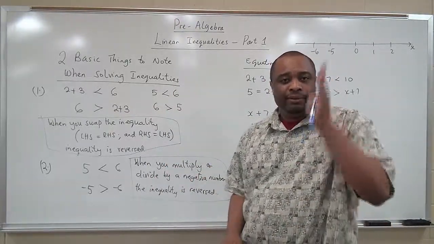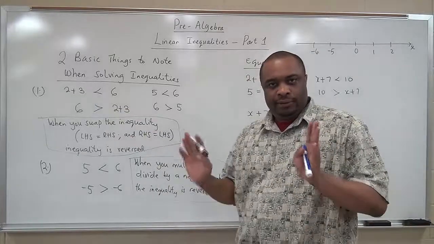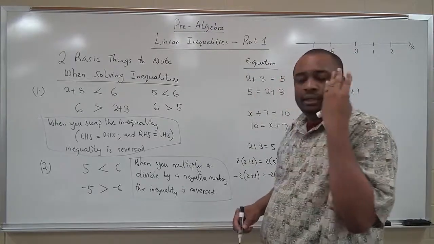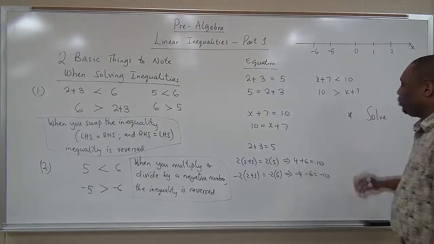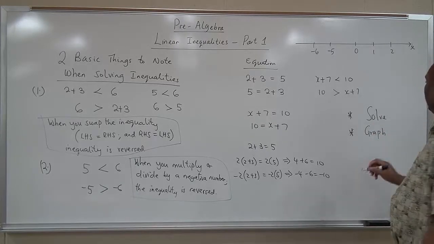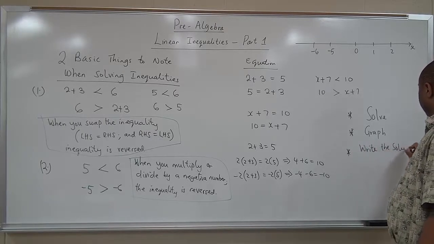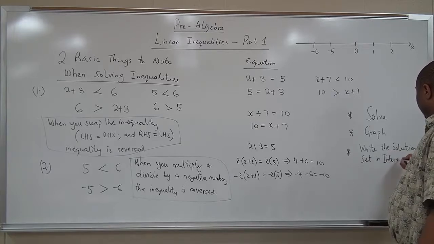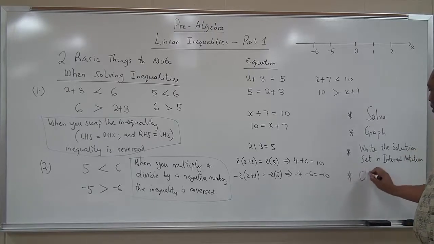Then we also have to make sure that the variable is always on the left-hand side. For all the questions we are going to solve in this video, it shall be solve, graph, check, and then write solution in interval notation. So see what we are going to do. We will solve the inequality. We shall graph our solution on a number line. We shall write the solution set in interval notation. I will talk about interval notation in a moment. And then we shall check our solution.